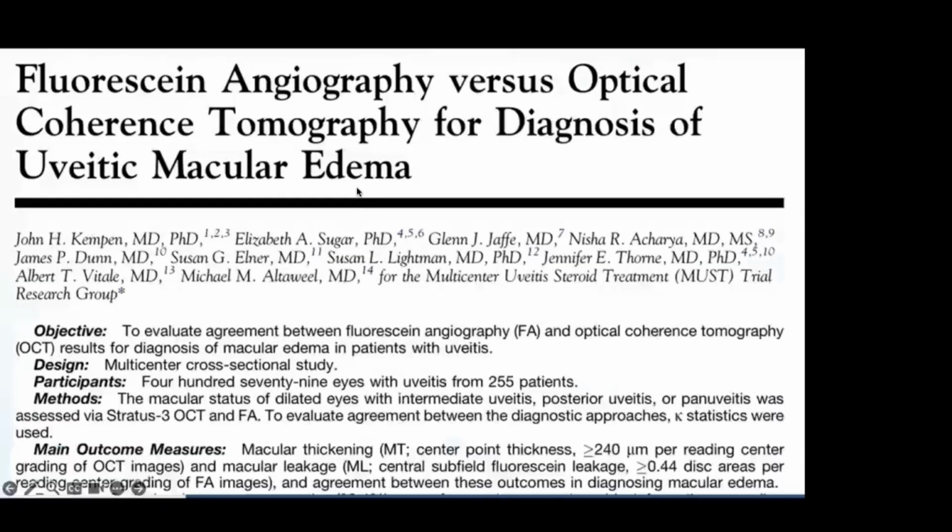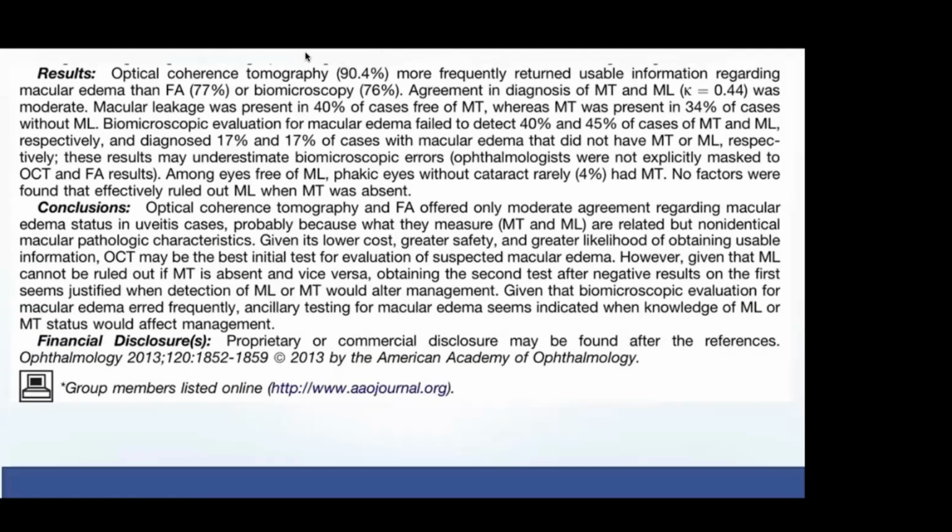There was also this interesting study from MUST where we did clinical examination, fundus photos, fluorescein, and OCT on all the patients at baseline. And we found that OCT was the most likely to return usable information, and that the agreement between macular thickness by OCT and macular leakage by fluorescein is actually not that good. This was a big realization for me. Macular leakage probably causes macular thickness, but leakage is a physiologic problem, whereas the thickness is an anatomic problem. And so they're not exactly the same thing.